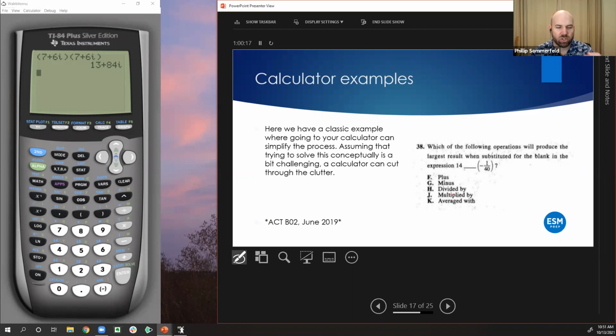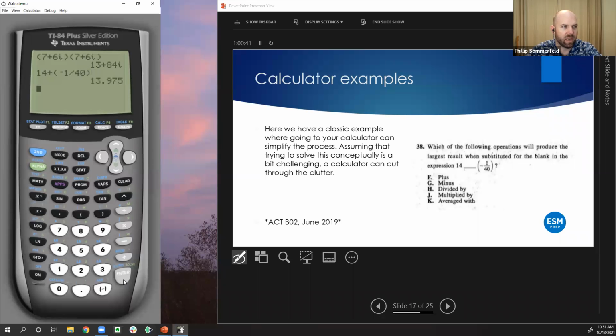And you can kind of churn through this mentally and conceptually, like ask yourself, okay, what would happen if I added a negative number? What would happen if I subtract a negative number? What would happen if I divide by this, and so on. But at the end of the day, you can actually just say, you know what, I'm just going to see what happens. Like if I do 14 plus negative 1 divided by 40, and then your calculator will give you an answer.